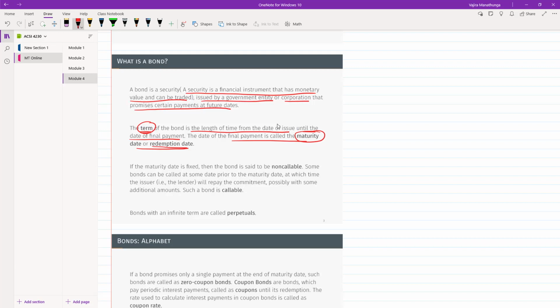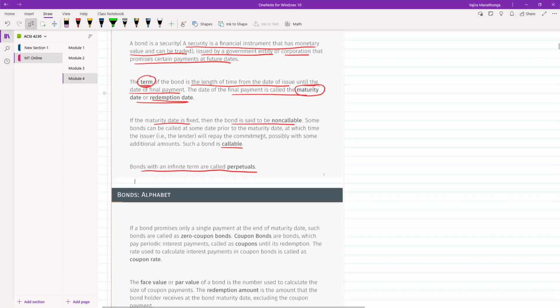If the maturity date is fixed, then those bonds are called non-callable. And then there are some bonds that can be called on a date prior to the maturity date, and these are called callable bonds. And then you may have bonds with an indefinite, infinite term, and these are called perpetuals. We learned about perpetuities in the annuity, so the same way you can have bonds with infinite term.